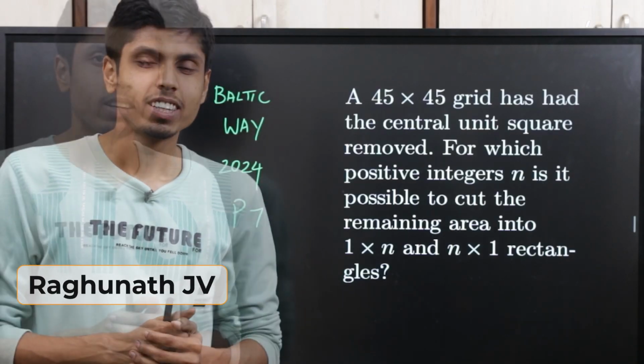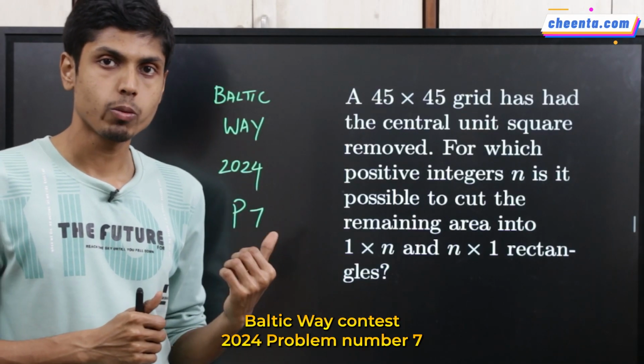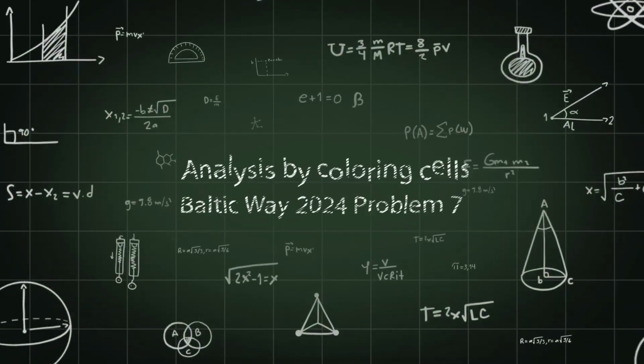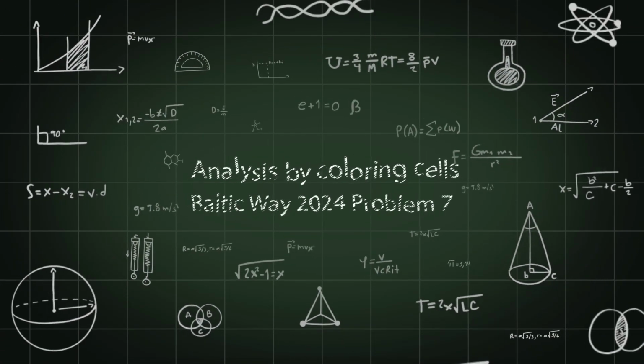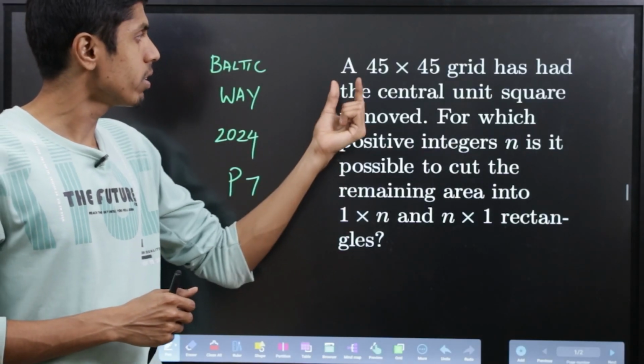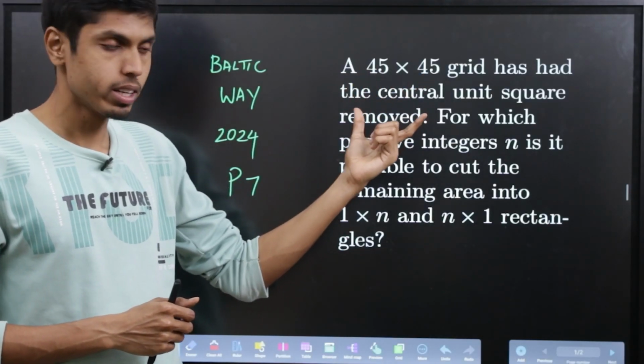Hello everyone. Today we will solve a problem from Baltic Way contest 2024, problem number 7. This is a combinatorial problem. You are given a 45 cross 45 grid.